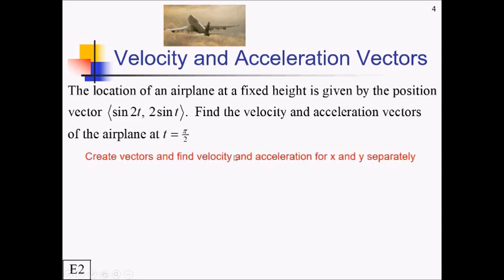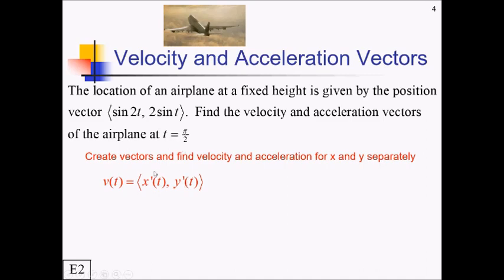In general, you're going to be creating vectors and finding velocity and acceleration for x and y separately. So my velocity vector, that's going to be x prime of t, comma y prime of t, just the first derivative of motion here. So pause the video and see if you can come up with a general velocity vector and then plug in pi over 2.